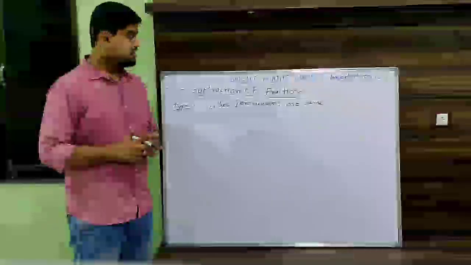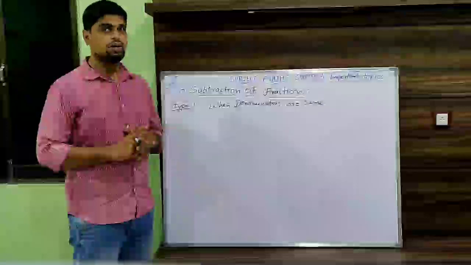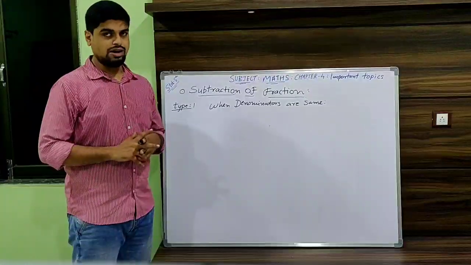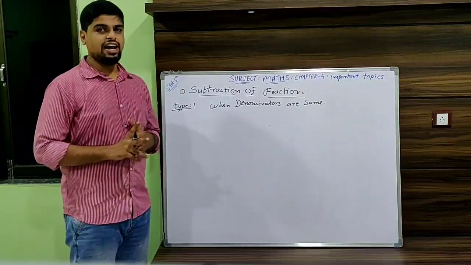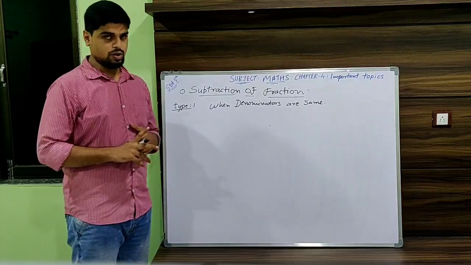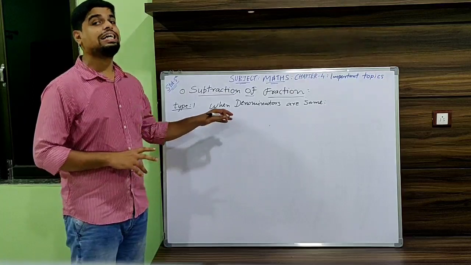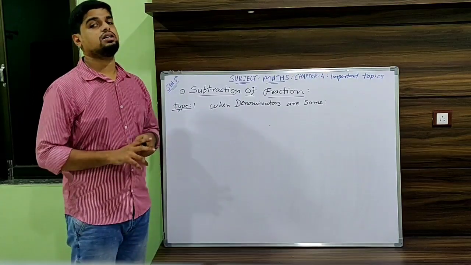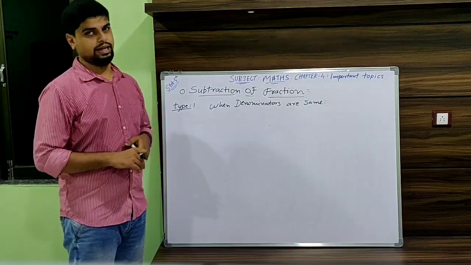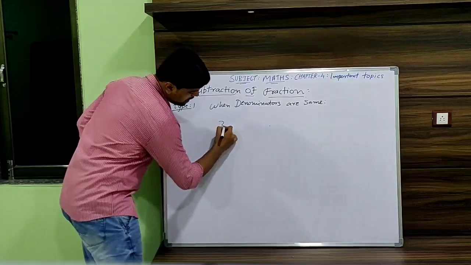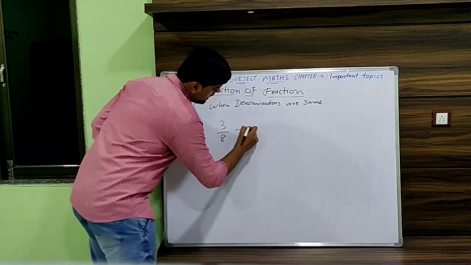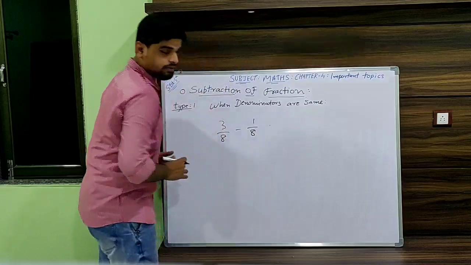Welcome back students. In this video we are going to learn about subtraction of fractions. We have already learned how to add fractions in the previous video. So let's start with the subtraction, in which type 1 is when denominators of the fractions are the same and you have to subtract. Let's see 3 upon 8 minus 1 upon 8.